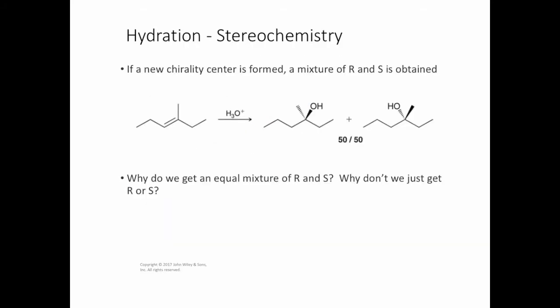Just like with hydrohalogenation, if you form a chiral center, you're going to get a mixture of R and S. And why is it we get an equal mixture? Why don't we just get R or S? So think back to why we would get a mixture with hydrohalogenation and discuss this in the chat.